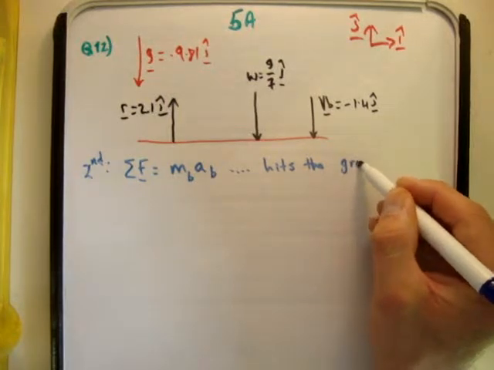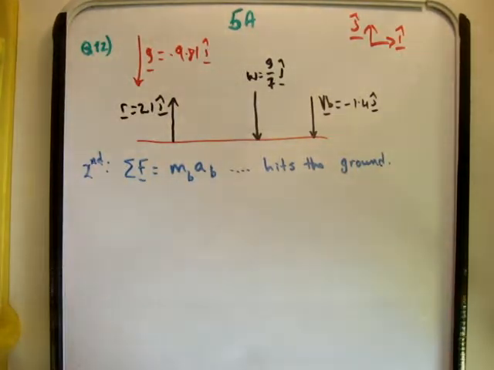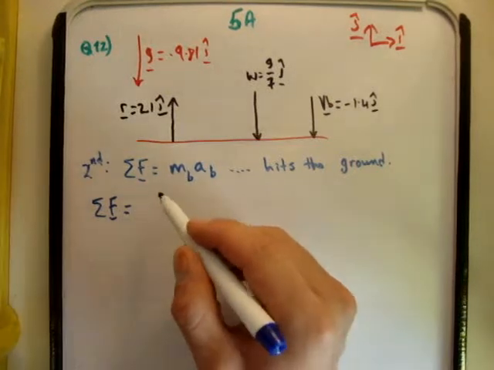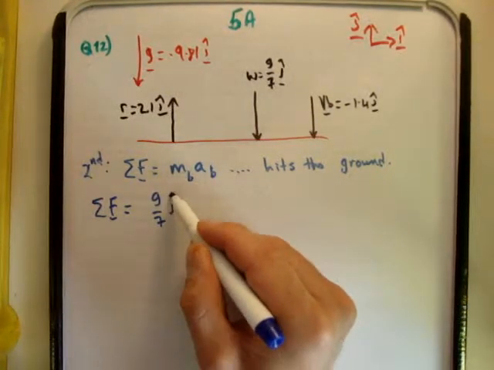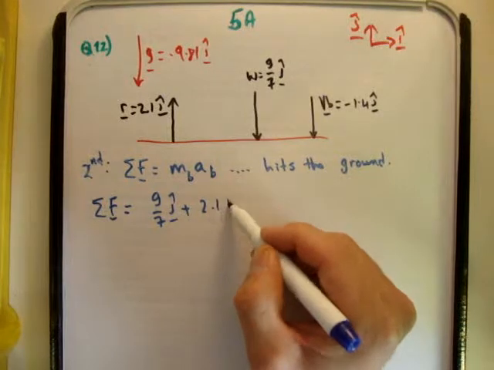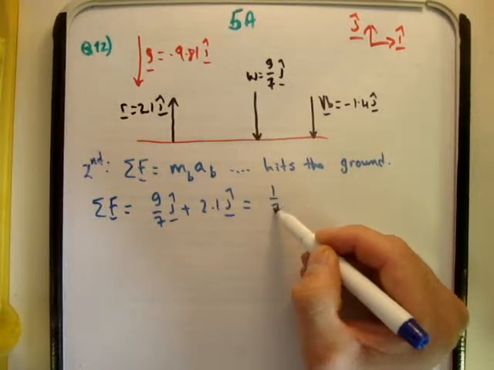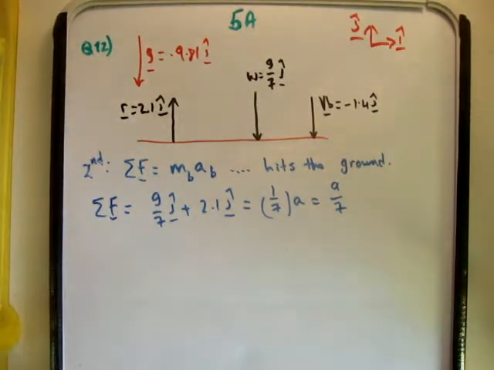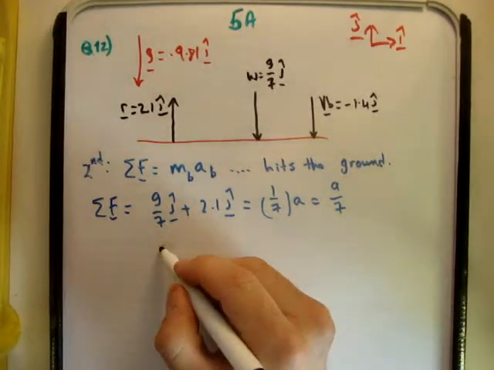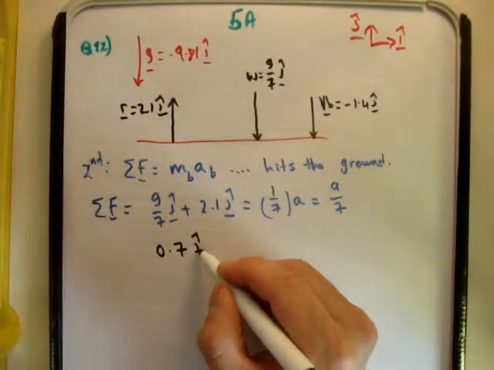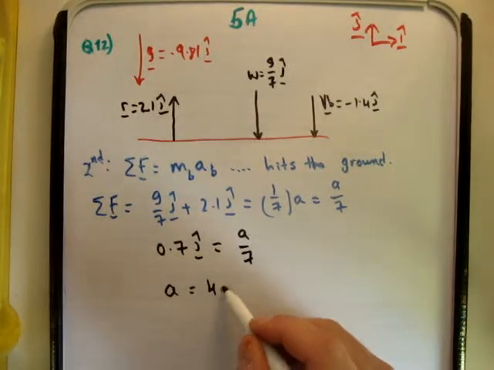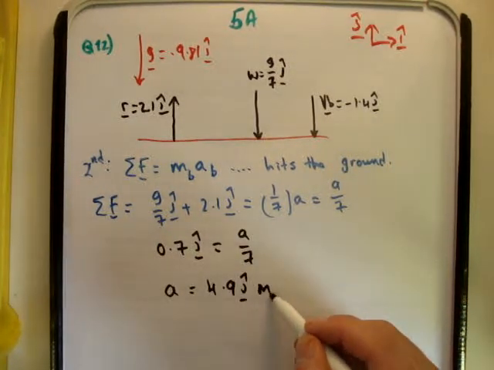Of course, when it hits the ground, well, then there are going to be additional forces because the ground is going to respond. So we're going to get the following: the sum of the forces is equal to g over 7 j hat plus 2.1 j hat, which is equal to 1 over 7 times a, which is a over 7. So if you plug this into your calculator, you're going to find that it's 0.7 j hat is equal to a over 7, and therefore a is equal to 4.9 j hat meters per second squared.